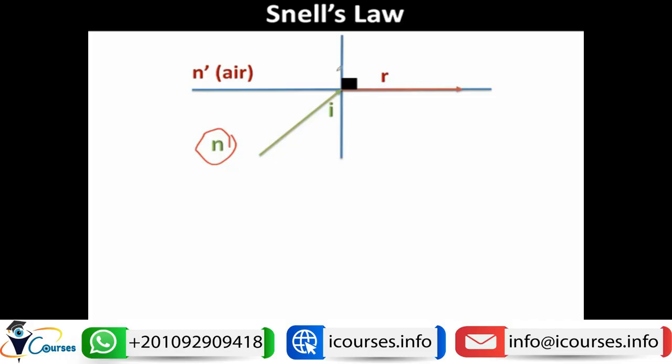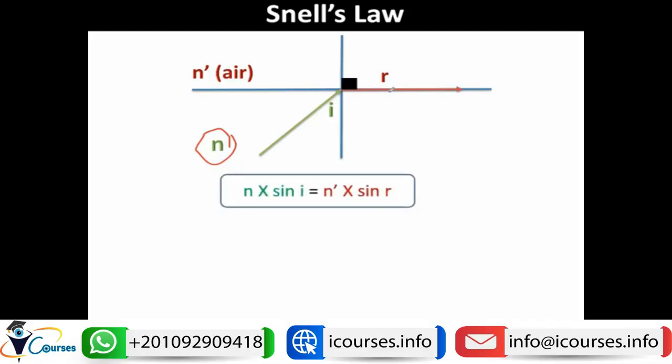So the angle between the refracted ray and the normal will be 90 degrees, and it will be called R, or angle of refraction. So we know from Snell's law that N multiplied by sine I equals N dash multiplied by sine R. So we have some data that we know already. N multiplied by sine of the angle of incidence equals N dash, which is 1 for the air, and sine 90 degrees, which equals 1. So sine 90 equals 1.